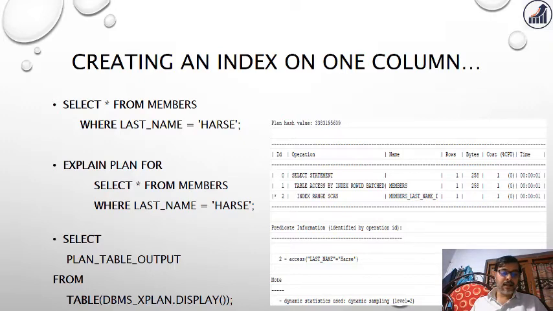The first column is ID. At the 0th step, it selects the statement, where the table is not used. At the first step, the table is accessed by index rowid, which accesses the members table, and at the same time it accesses the index range scan. So when we run the second query, the index range is actually scanned and the index has been used. That's why the name is members_last_name_i. And here we are showing that there are some bytes, 258, like this.